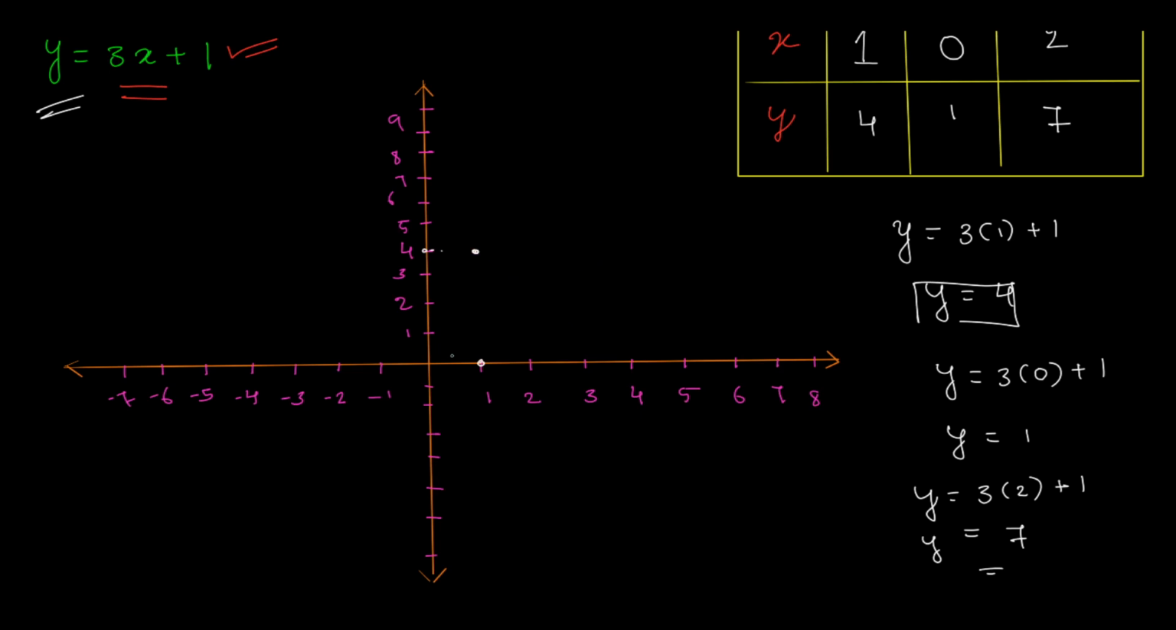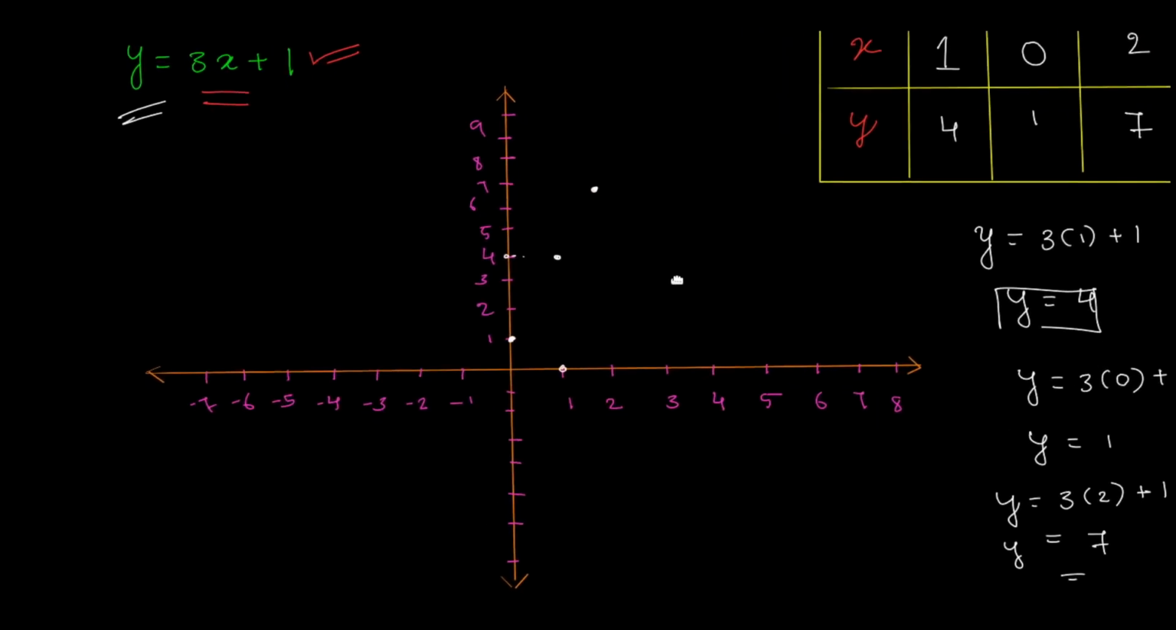For x equal to 0, x0 is here on the x-axis, and at that point y happens to be equal to 1. And for x equal to 2, y happens to be 7. So I'll roughly mark that point there, right?